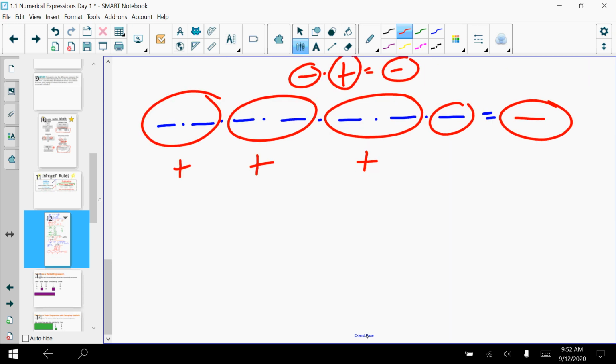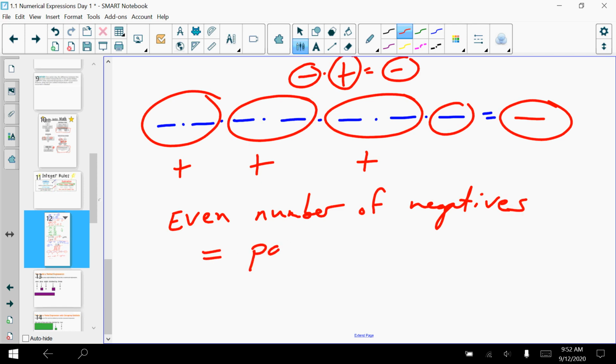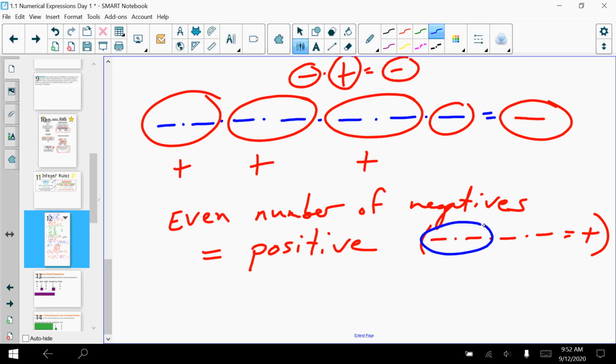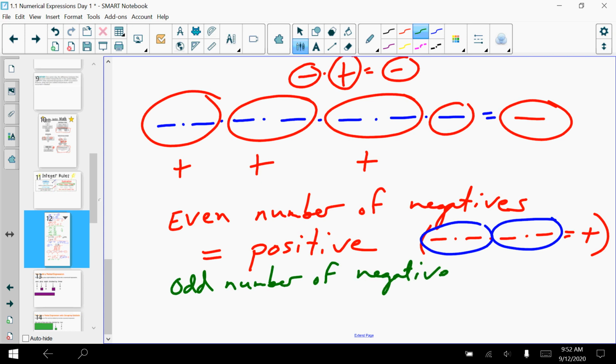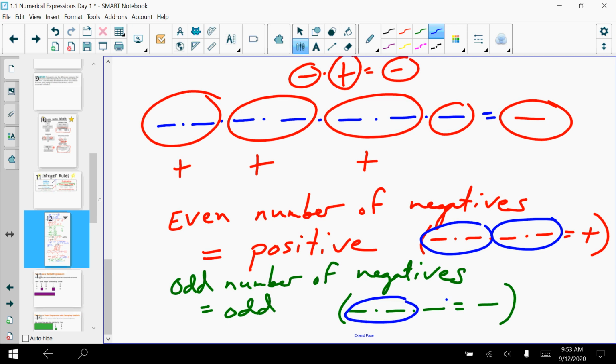So here's a really cool way to remember it. Even number of negatives, it's going to equal positive. So example being negative times negative times negative times negative is going to equal positive because I have an even number of negative signs. Now, if I have an odd number of negatives, it's going to equal a negative value. And so my example would be negative times negative times negative. That's going to equal a negative. And the reason for that is because these two are going to bundle, but then we have right here, one little one is left over.